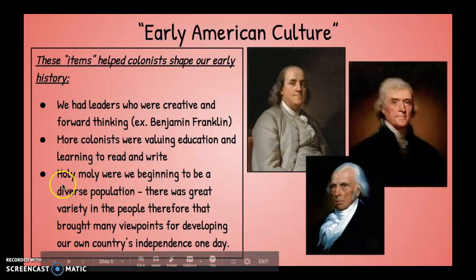The second bullet point says more colonists were valuing education and learning to read and write. And that third bullet point, yes, we were beginning to be a diverse population. There was a great variety in the people here. Therefore, that brought many different viewpoints. The more people you have, the more ideas you have. The more ideas you have, the better the development of your own country's independence is going to be.